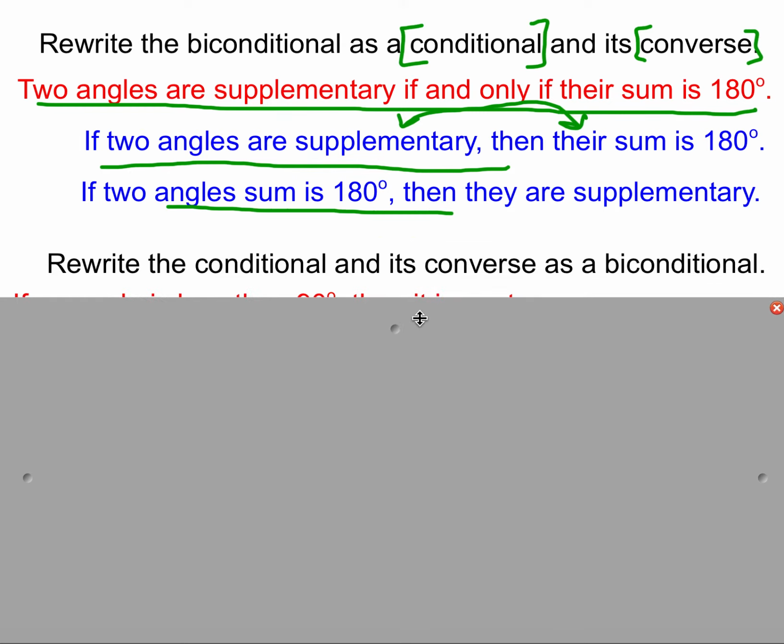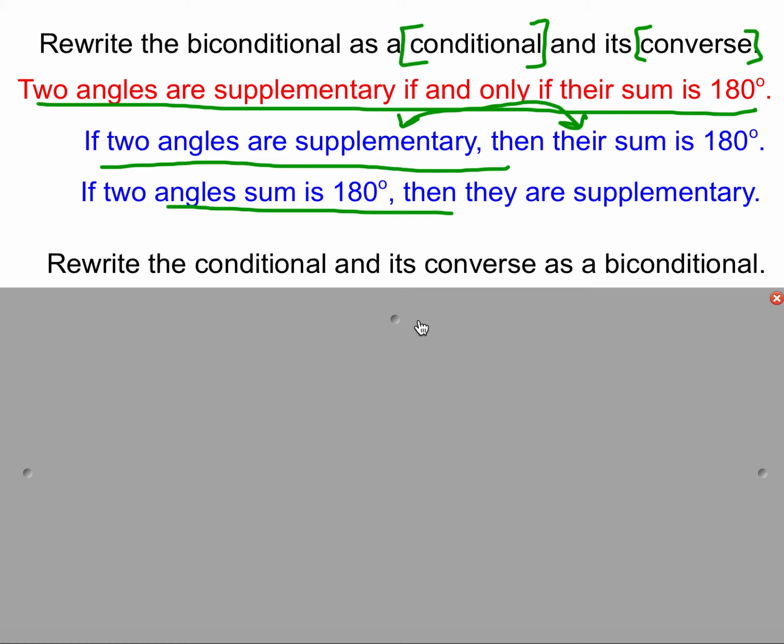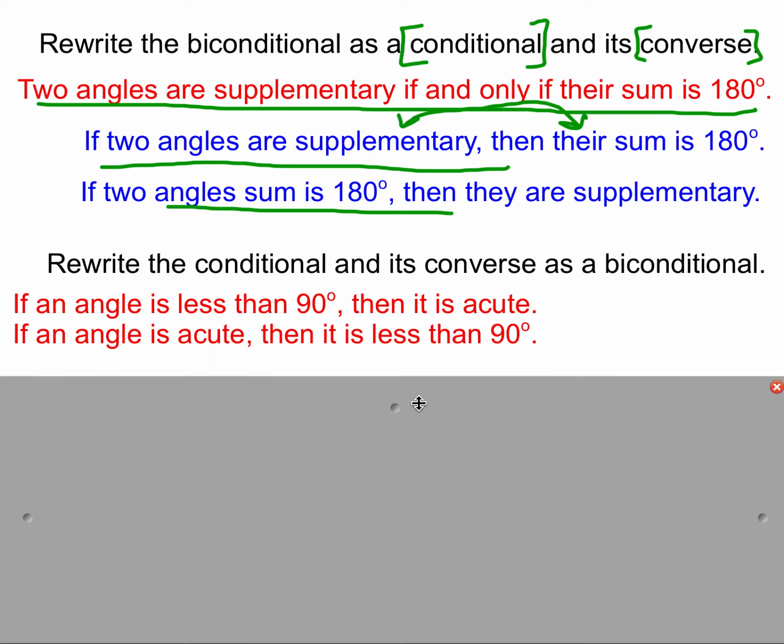So this time, I want you to rewrite a conditional. I'm going to show you a conditional statement and its converse, and I want you to rewrite them as a biconditional. Here are the two statements. If an angle is less than 90 degrees, then it is acute. If an angle is acute, then it is less than 90 degrees. Once again, this is the definition of an acute angle, and we know definitions are true forward and backwards. I want you to pause the video, write these two statements in your notes, and then take some time to try and write the biconditional statement. Remember, the biconditional is the if and only if statement.